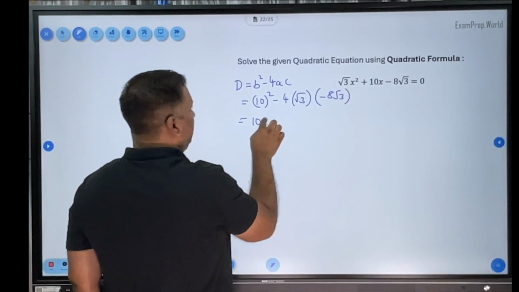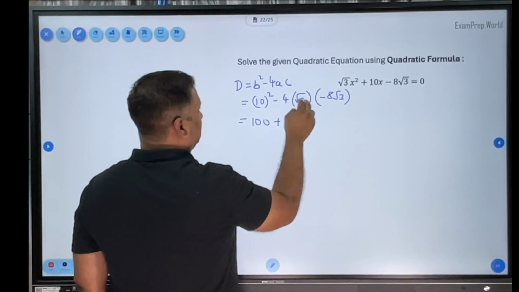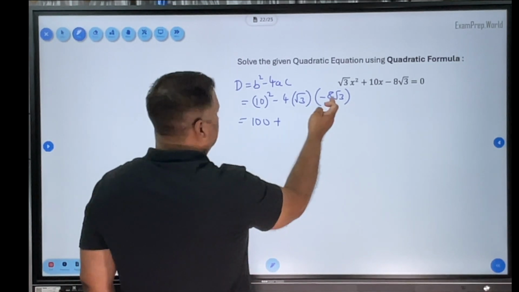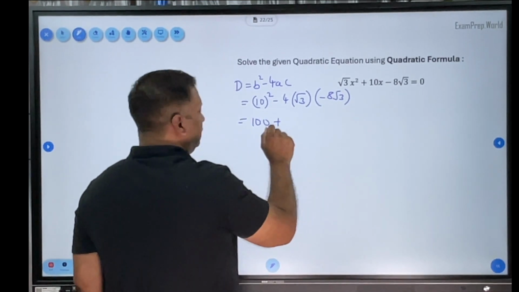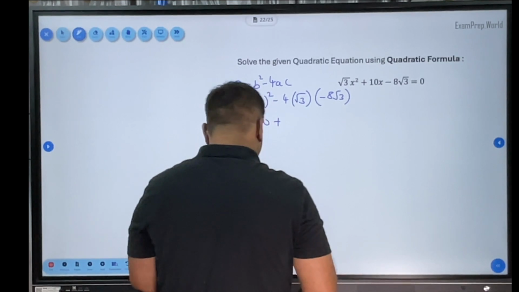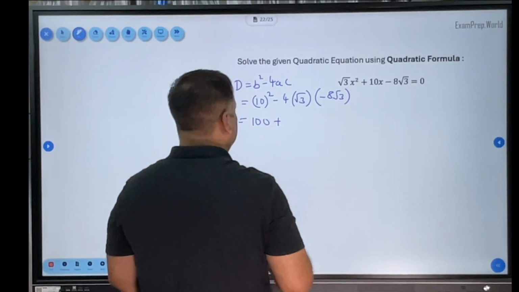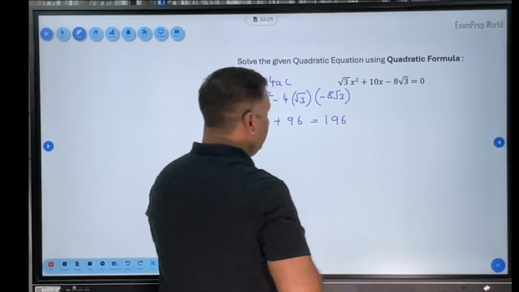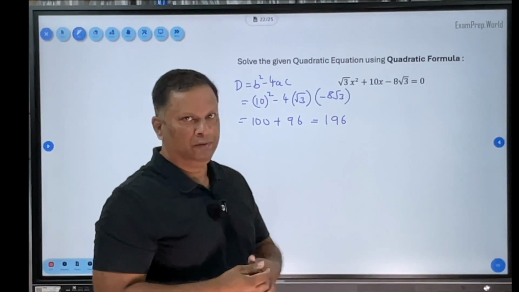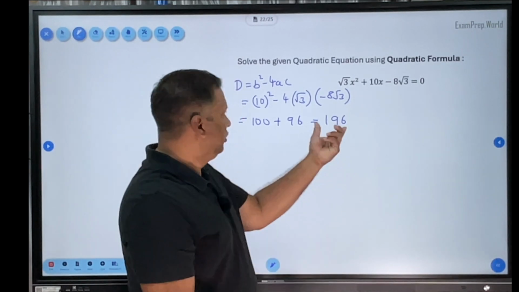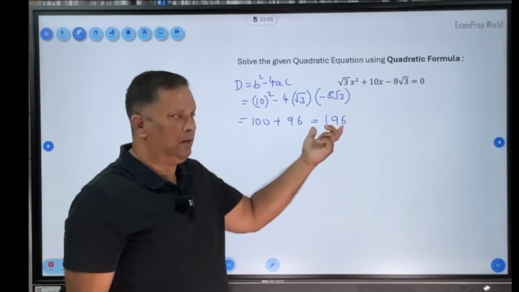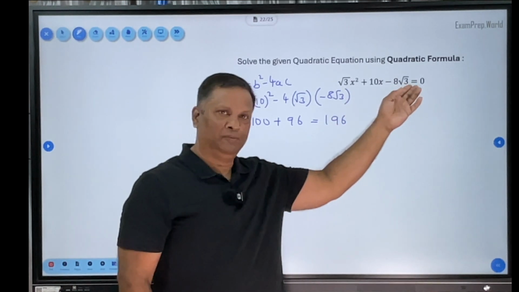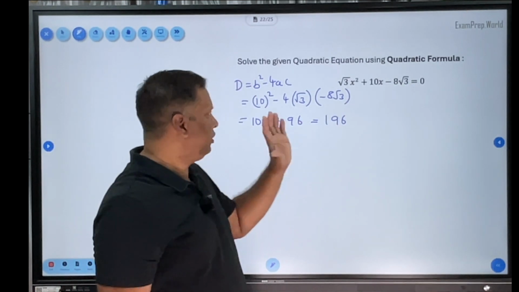So it is 100, negative negative becomes plus. Root 3 times root 3 is 3. 3 times 4 is 12. And you have 12 times 8, 96. So we get 196. It's a positive number, so definitely it will have 2 x-intercepts. We can always tell so many things with D. And 196 is also a perfect square number, so you can always factorize this also. But let us find the values using the quadratic formula.